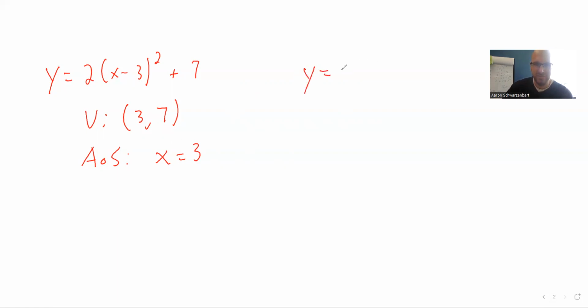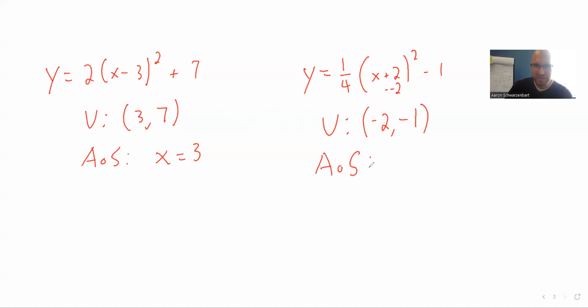Here's another one. Vertex. Here I've got a plus 2. That means I'm going the opposite way, so it's negative 2, plus 2 being the same as minus a negative 2. And then negative 1. Axis of symmetry: x equals negative 2. Really nice and simple in vertex form.